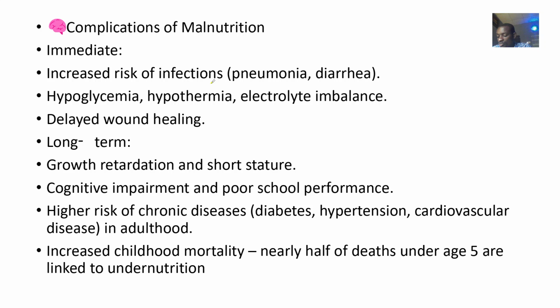So complications of malnutrition, we have the immediate complications and we also have the late complications. Now for the immediate complications, it can actually weaken the immune system of the baby, and this can make it likely that the baby will have infections. The baby will have low glucose levels, their body temperatures go down, electrolyte imbalance. Okay, and because your immune system is weak, you have delayed wound healing.